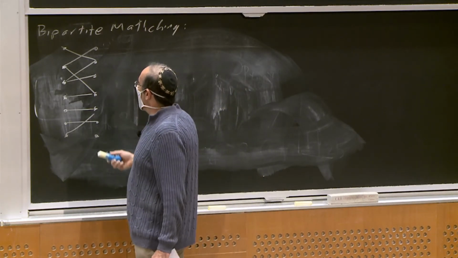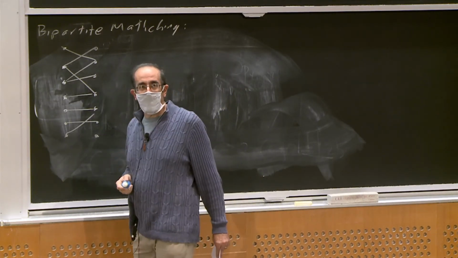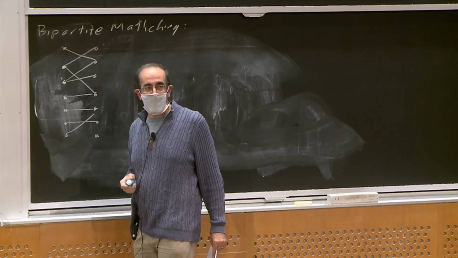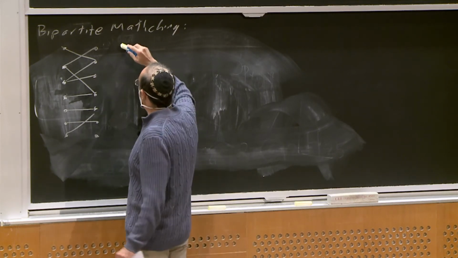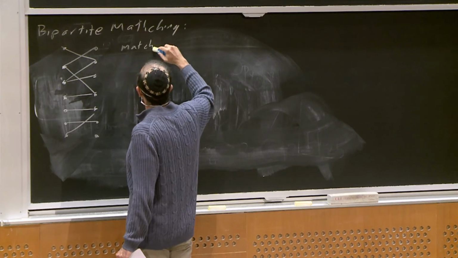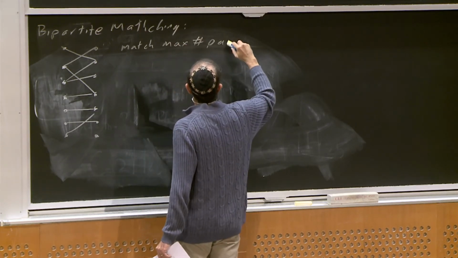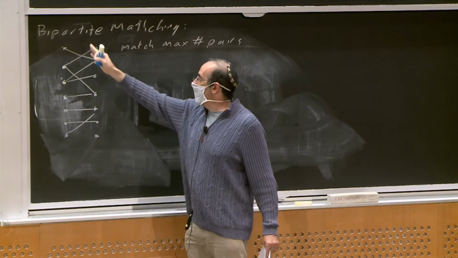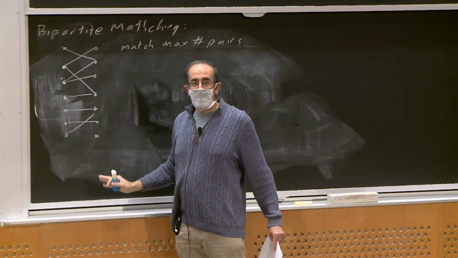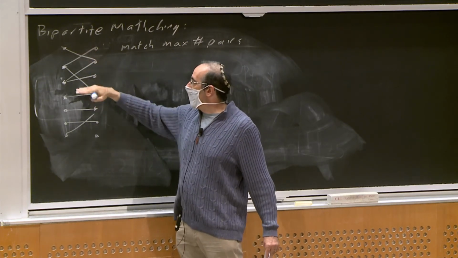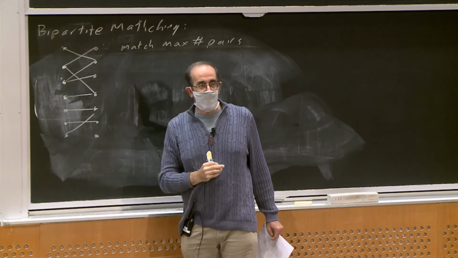And you want to find a maximum matching of these pairs. That is, you want to match up as many pairs as possible. Which is just to say you want to find as many edges as possible, such that no vertex is involved in two separate edges.